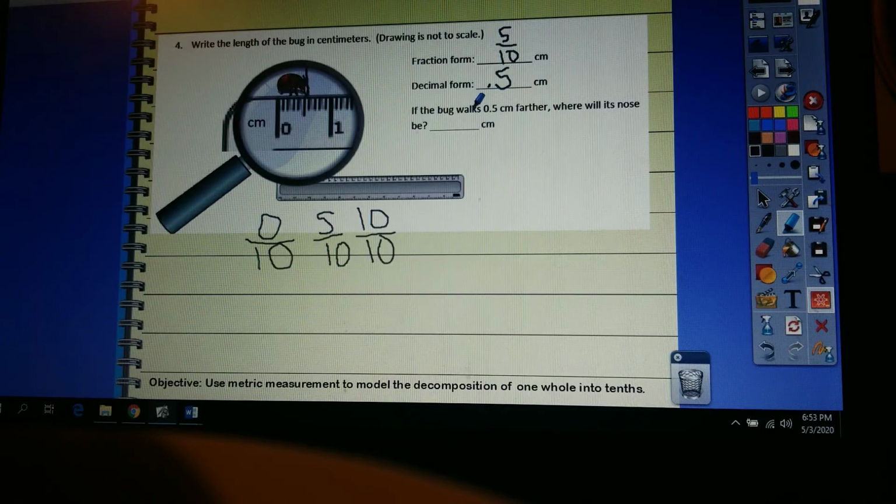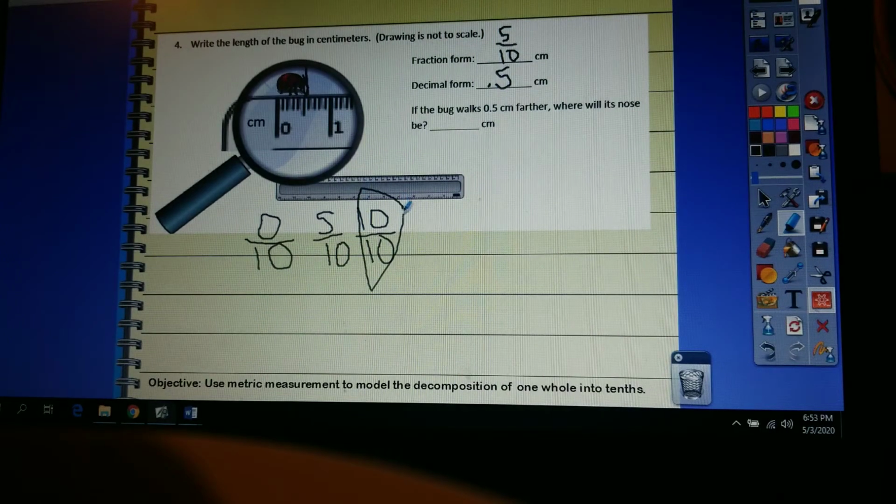If the bug walks 5/10 centimeters farther, where will its nose be? If it is on 5/10 now, and it walks 5/10 of a centimeter more, then it's going to be on 1 whole, which is our 10/10, right? So it would be on 10/10, which equals 1 whole, so it would be 1 centimeter. Ooh, that's a pretty M.